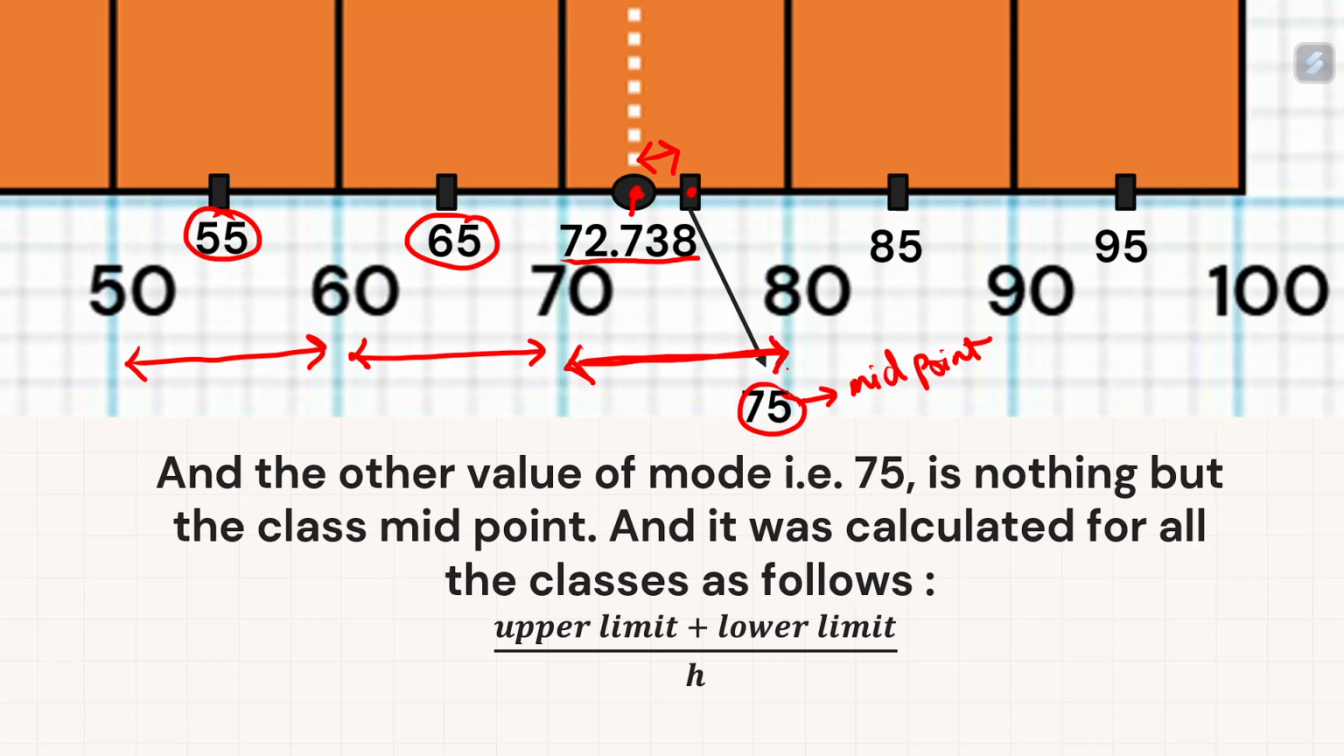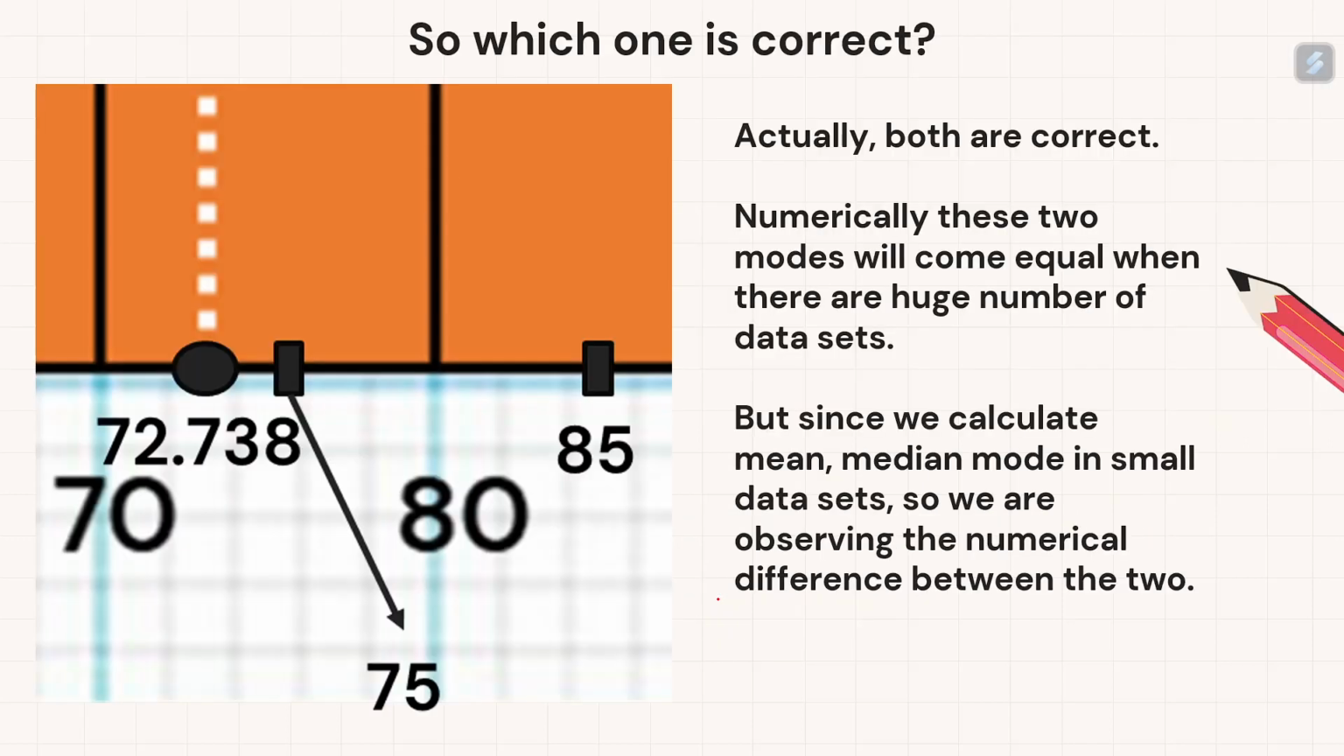So 75 is the class midpoint that was calculated using this formula, upper limit plus lower limit divided by 2, that is the class height. This 75 is not the mode. 72.738 is the mode, empirically and graphically both. So the thing is, why do we consider 75 as also the mode? Actually, you see, the correct answer of the mode is 72.738. This is the correct answer.